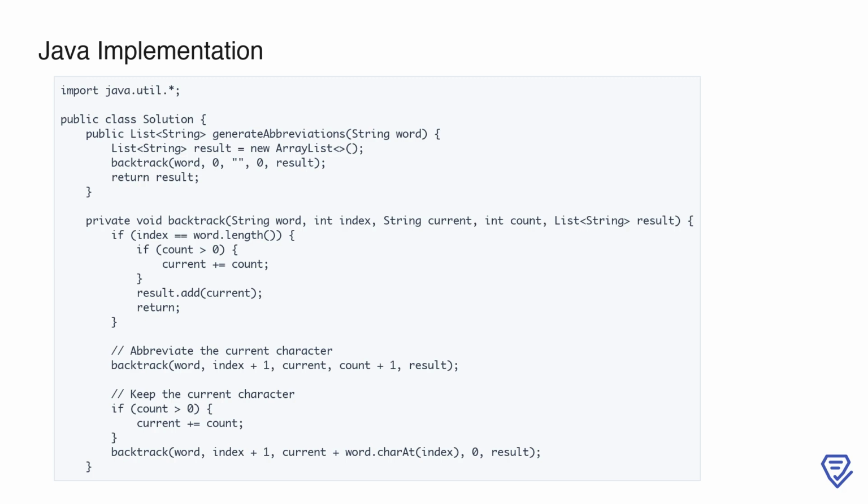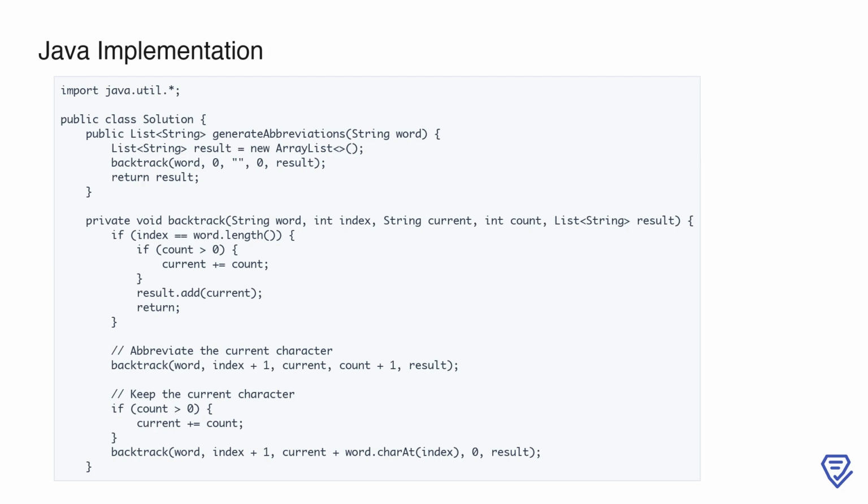The core of our approach is a backtracking method. We start by defining a public method called generateAbbreviations that takes the input word as a string. This method initializes a result list to store all the abbreviations and invokes the backtrack helper function. Now, the backtrack function is the heart of our solution. It takes 5 parameters: the original word, the current index in the word, the current state of the abbreviation being built, a count representing consecutive abbreviated characters, and the result list to store generated abbreviations.